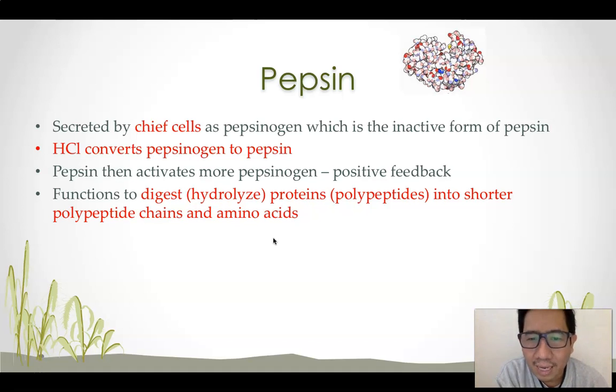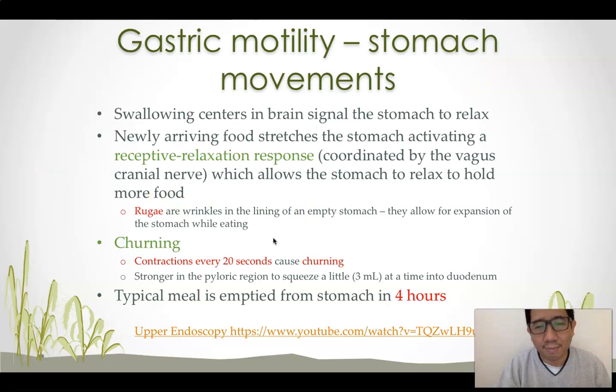Okay, so P for protein, pepsin breaks down protein, from a big protein to a smaller protein, to an even smaller protein. From a protein to a polypeptide chain, which is smaller, and then to amino acid, which is the smallest component of your protein. But it technically breaks down protein.